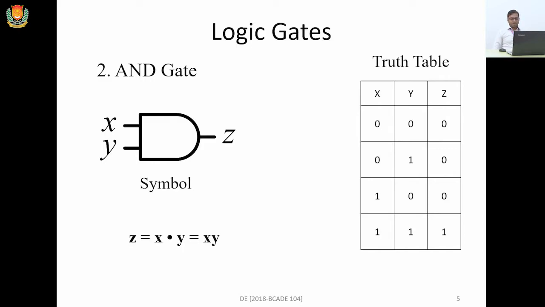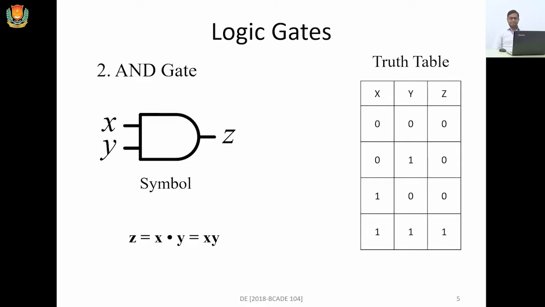You can see the logical expression, which represents the relationship between input and output: Z equals X comma Y. As I already told you, you can assume X and Y, A and B, P and Q as the input variables. It is up to you. It is your choice.